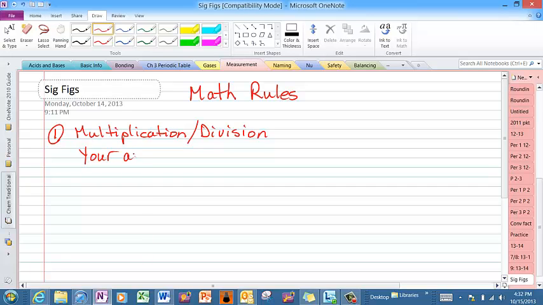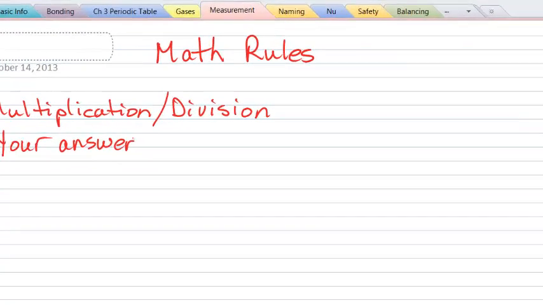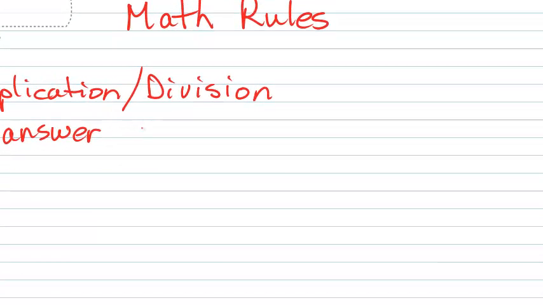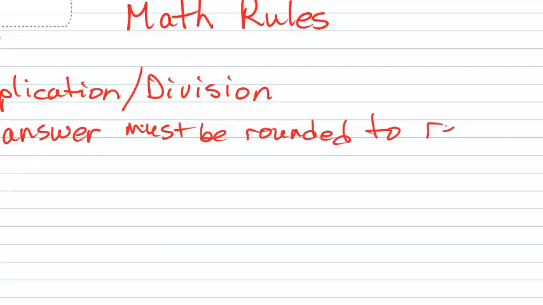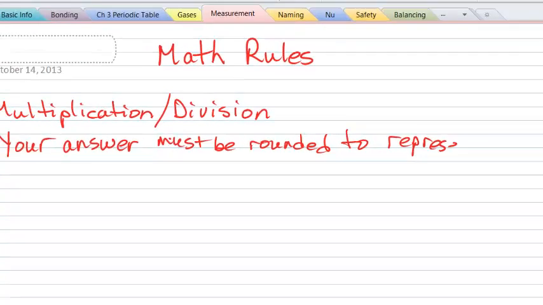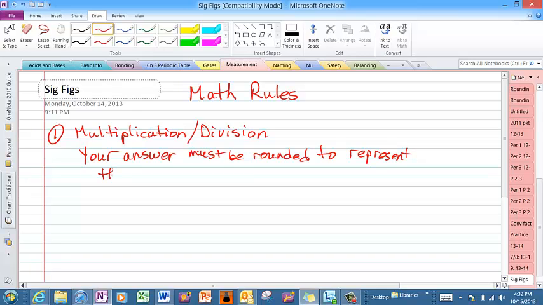Your answer that you see in your calculator must be rounded to represent the least number of sig figs found in the problem.